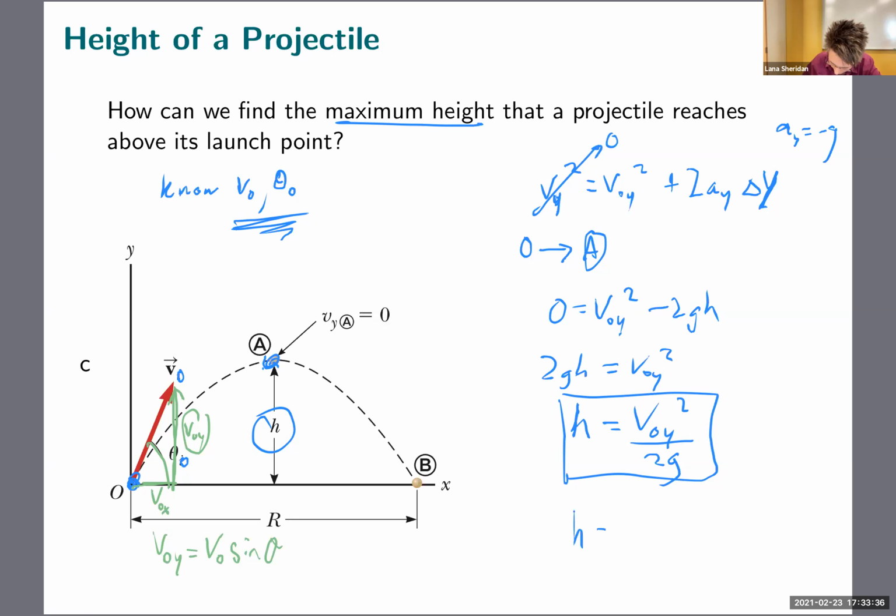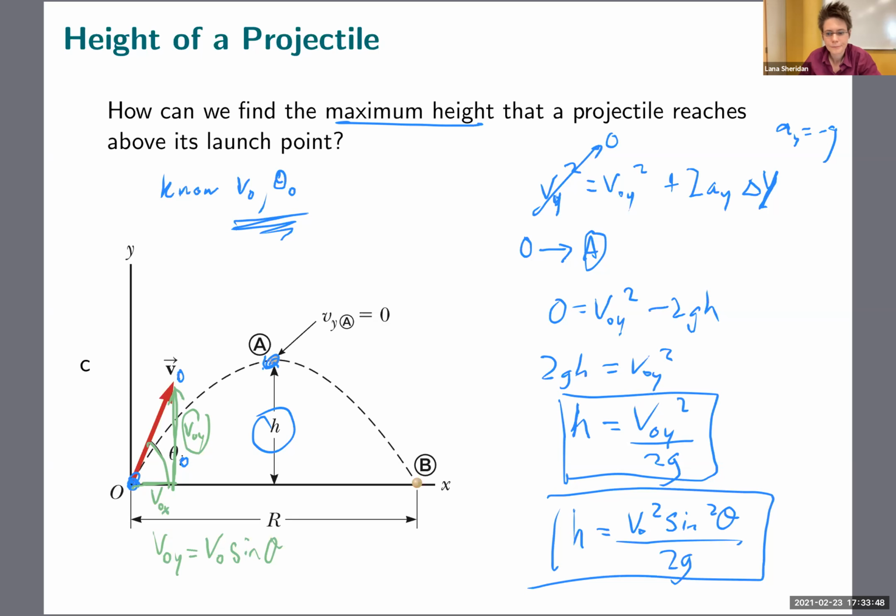So I can replace that here and I get V0y squared. Oh, sorry, not y. I want to just find V0. V0 squared sine squared theta over 2g. So that's another way I can write it as well. Either way is correct. Now, you could find the time to go from 0 to A and do it from that. I just want to point this out. That would also work. It's maybe one more step, but it works fine too.